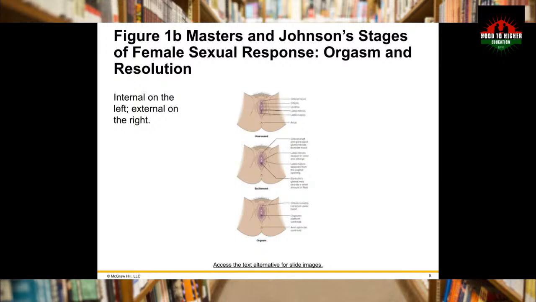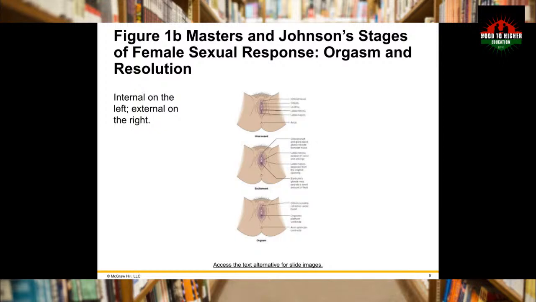The figure below shows a vagina in the orgasm stage from the external point of view. The clitoris remains retracted under the hood. The orgasmic platform contracts and the anal sphincter contracts.